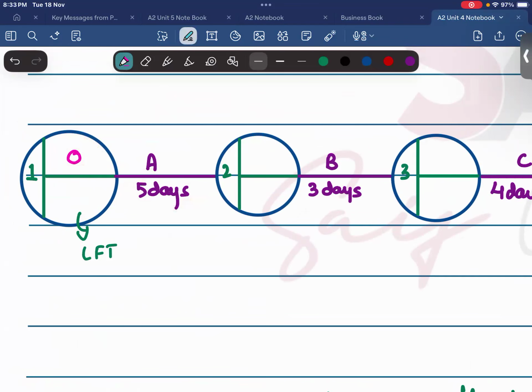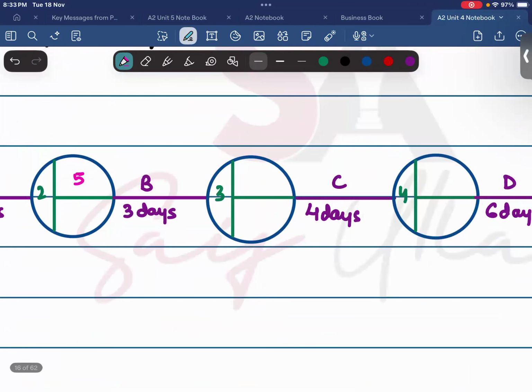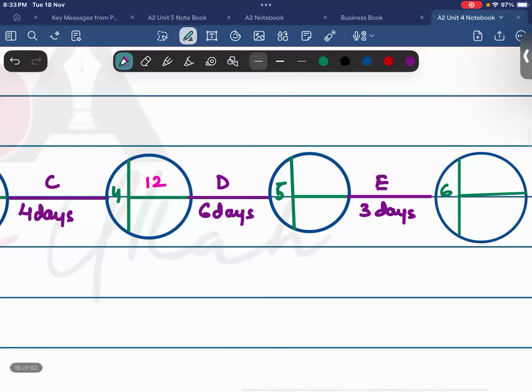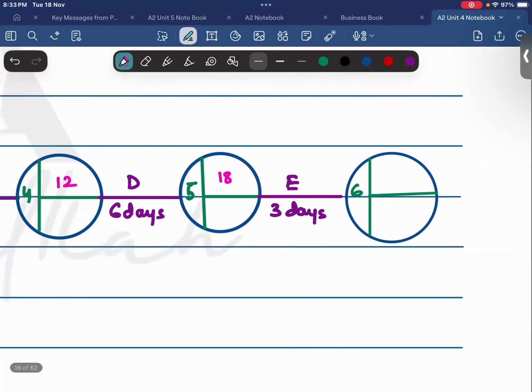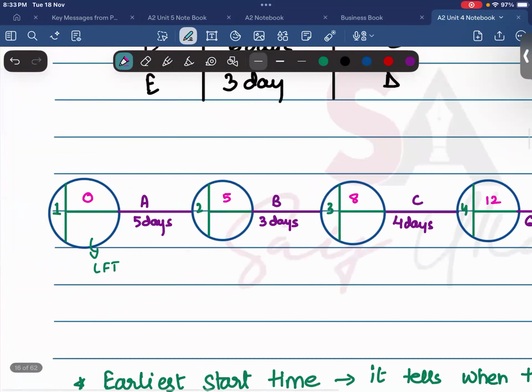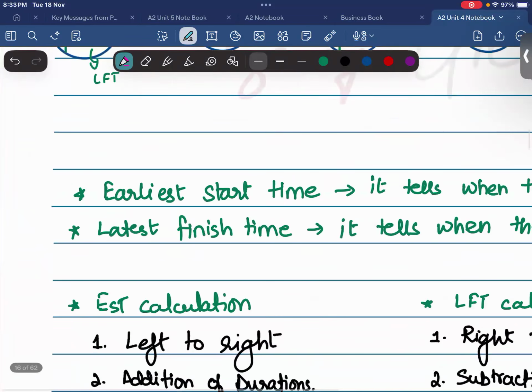So over here we'll take 5 plus 3 will give us 8, plus 4 will give us 12, plus 6 will give us 18, and plus 3 will give us 19, 20 and 21. So these are the EST of each and every node that we have calculated by adding the duration.